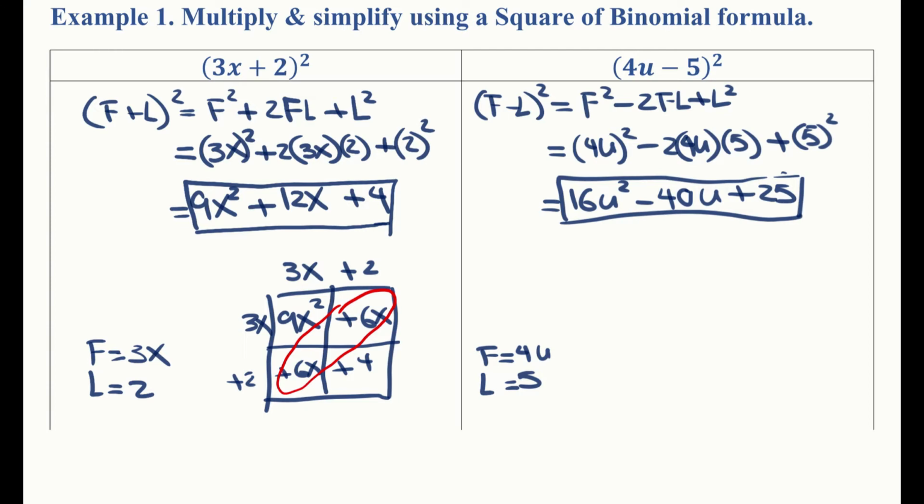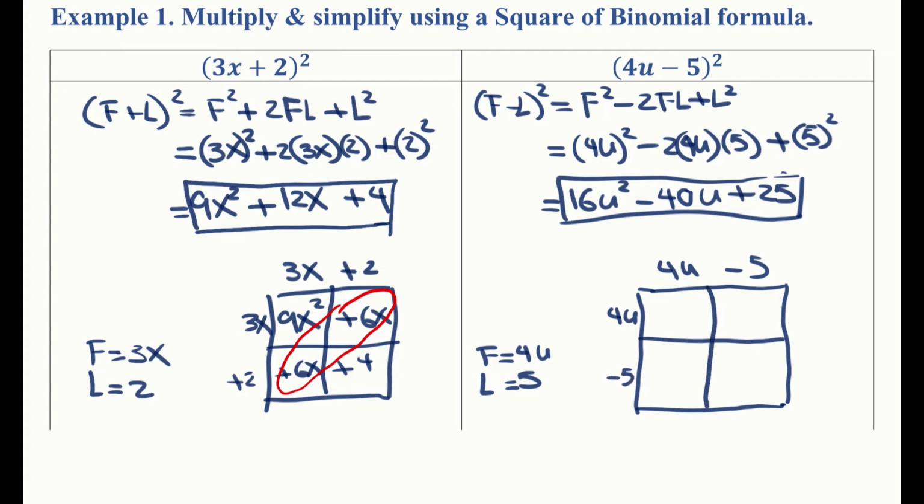So we just verified that first result, and we can of course do the same thing here as a quick check. This is of course not mandatory, but if time permits, highly recommended. So 4u minus 5, 4u minus 5, and then we'll just multiply it out.